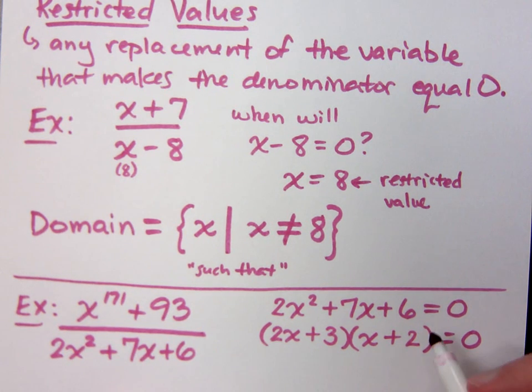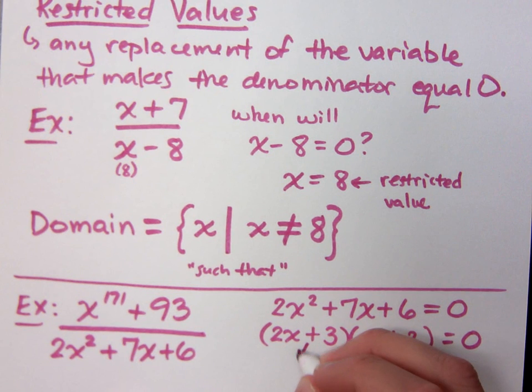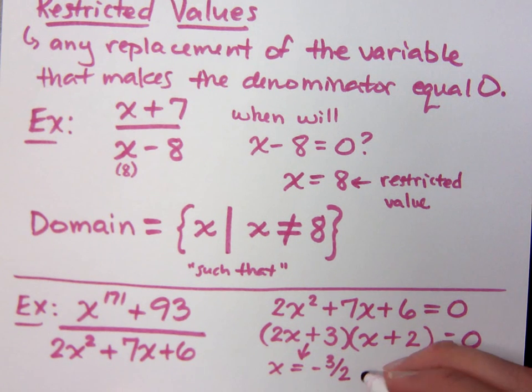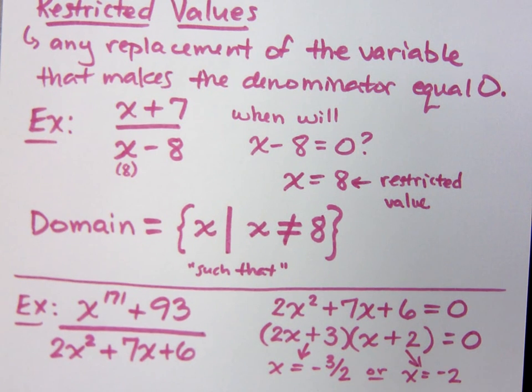But what are your solutions when I use the theorem? What does this one give me? Not negative 3, but negative 3 halves. And what does the other one give you? Negative 2. So for my domain, first of all, these right here are my restricted values. What I'm saying in this problem is that you can plug in any numbers that you want into this expression. Plug in anything you want. Have a great time with this. However, don't use these two.